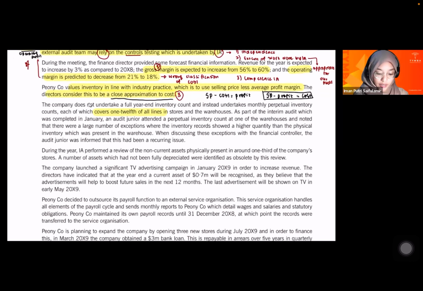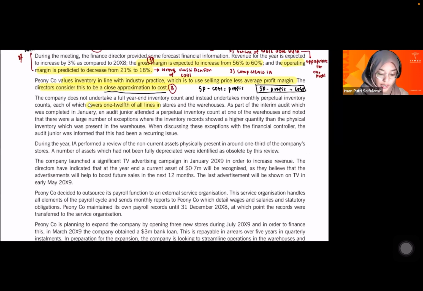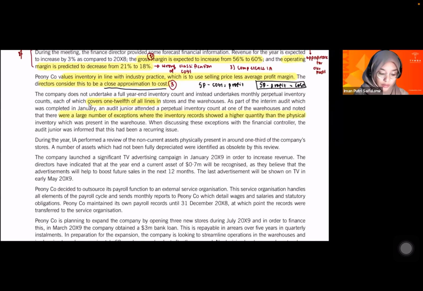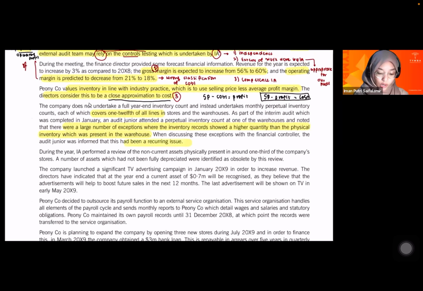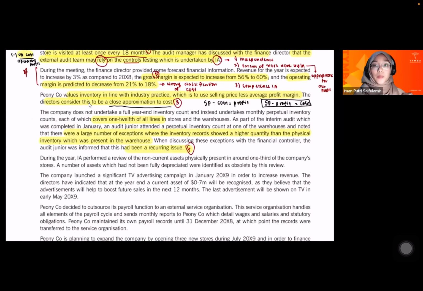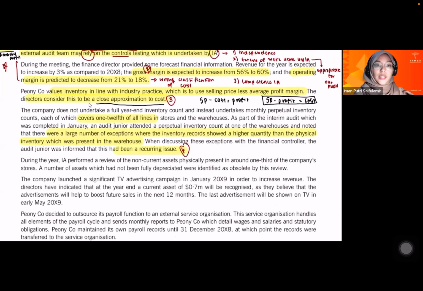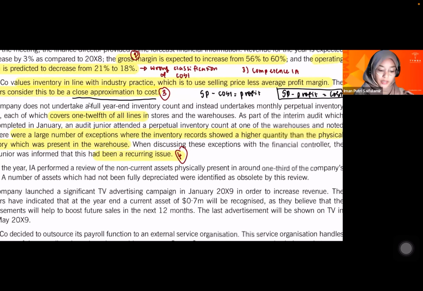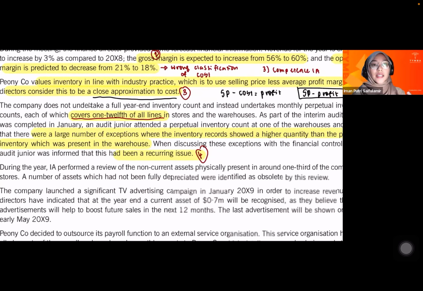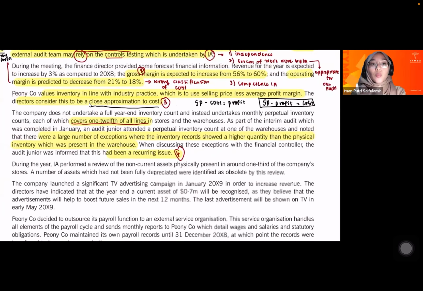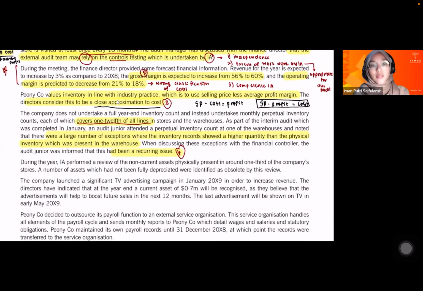And an audit junior attended a perpetual inventory count and noted there were a large number of exceptions, where the inventory records showed a higher quantity than the physical inventory which was present in the warehouse. Okay, and this had been a recurring issue. So this is all here. You guys can summarize it into one point. So what is the risk, guys? When the company is only undertaking an inventory count of only 1/12 of all lines in stores, basically there is a detection risk.